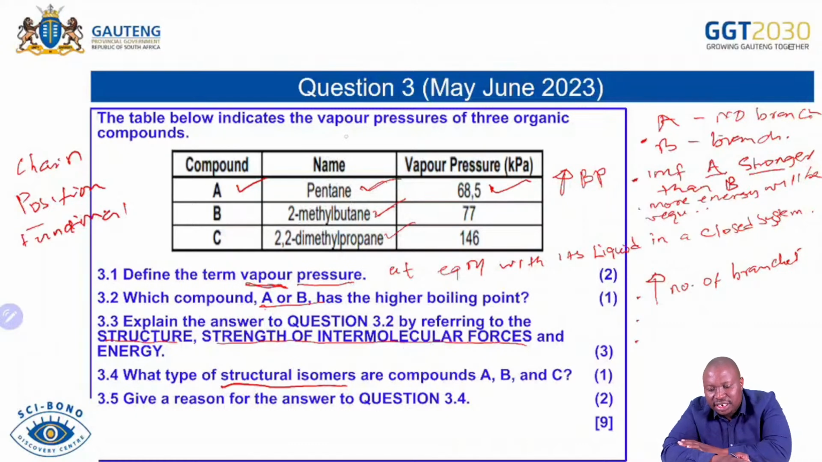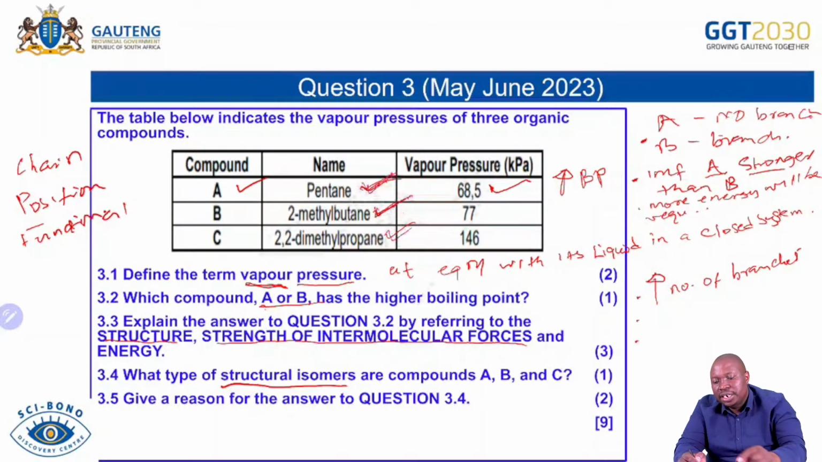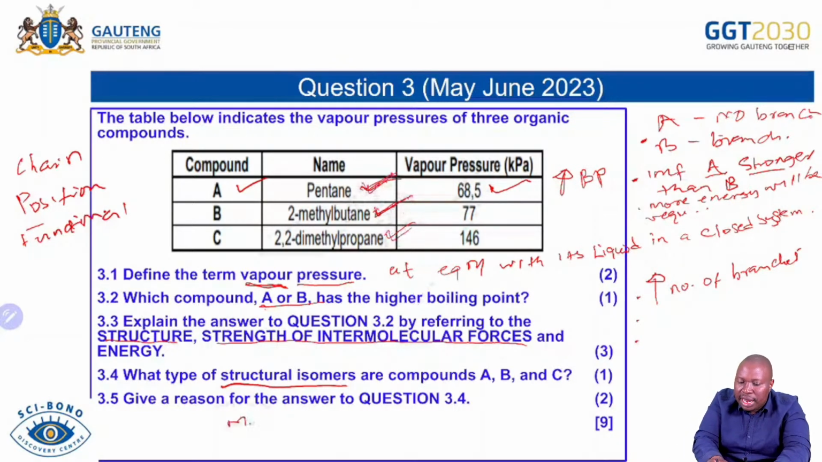But what is different between them? You can see that the number of branches is what is different. So we're talking here about the chain, the different type of chain. While one is not branched, the other one has 1 branch, the other one has 2 branches. So you can see they have the same molecular formula but different types of chains. So you know these are chain isomers.